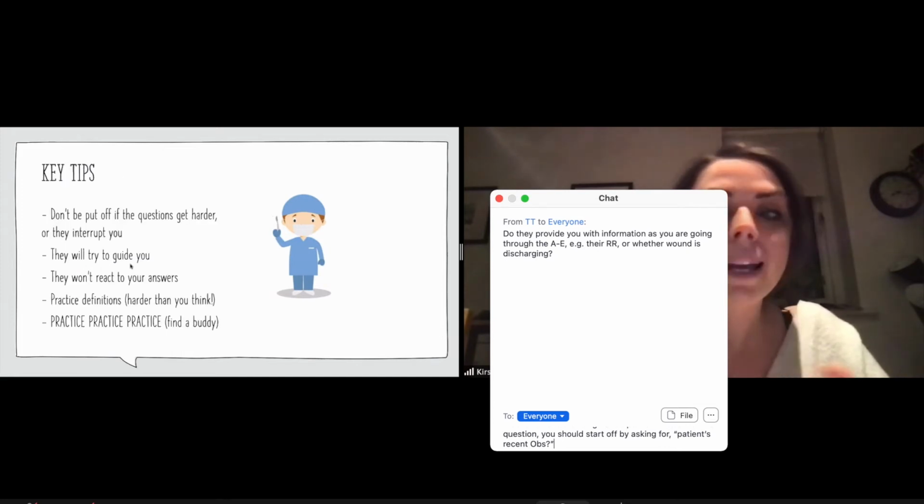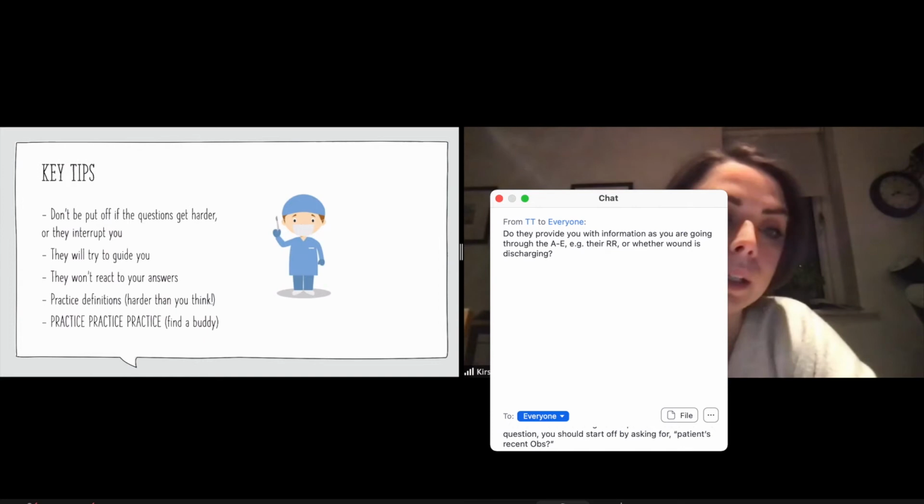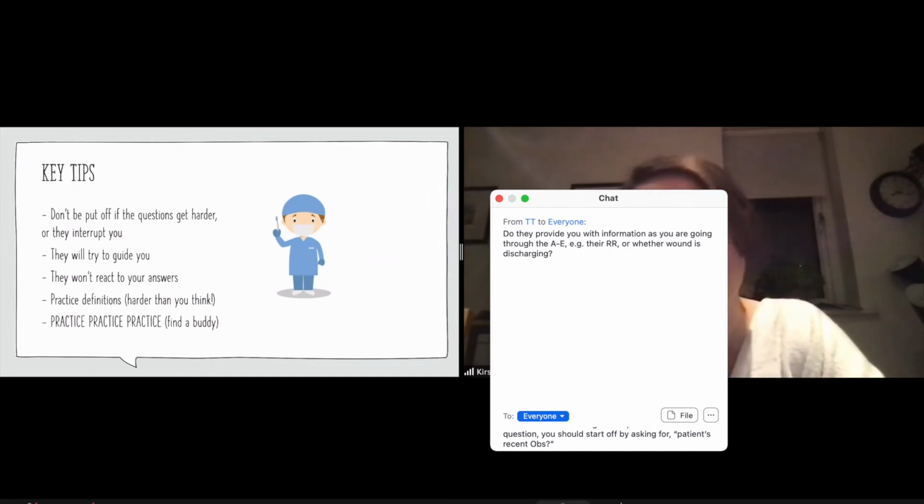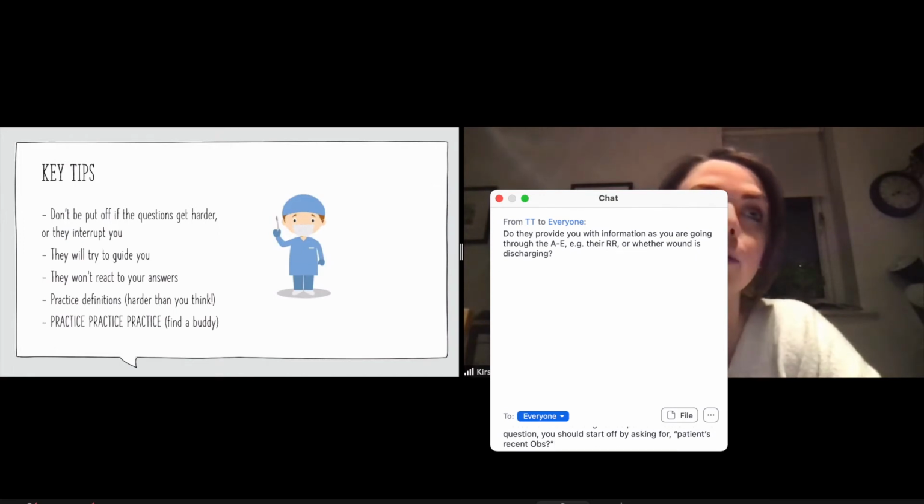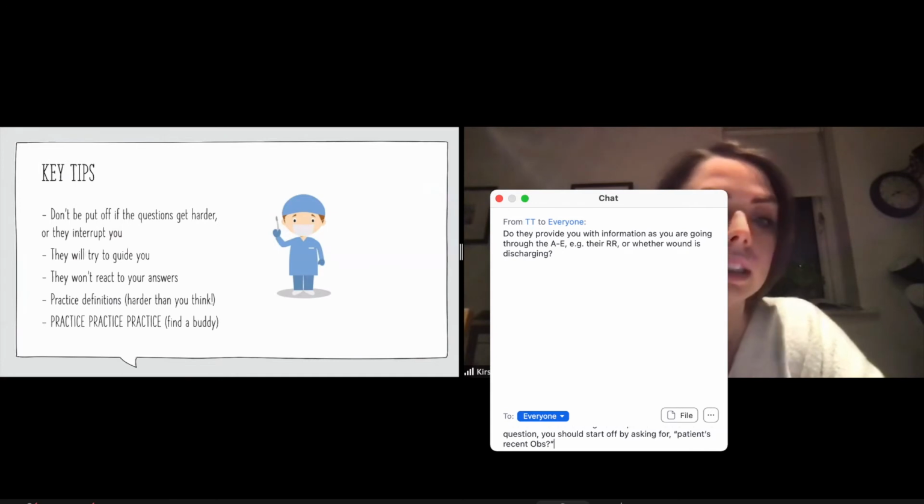So my main key tips for the clinical scenarios, as I've said: don't be put off if the questions get harder. It's usually a good sign. And don't be put off if they interrupt you. They will try and guide you, they'll try and push you in the right direction. And as Sophie said, they listen to these all day, every day, and they do generally want you to do well. They want you to get to the end and get to the harder questions.